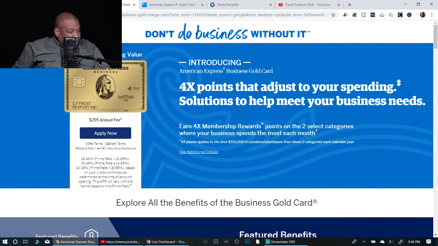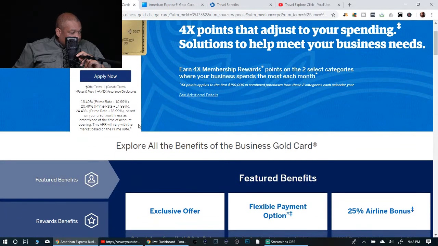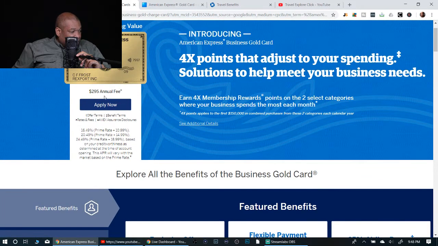All right, so let's look at this card here. We have the American Express Gold card. So this is Business Gold. Now, I just pulled this up. I'm hoping it has some of the new stuff on here. Let's see. Okay, yeah, I think this is it because the annual fee is $295. I think that's what they upped the annual fee to.